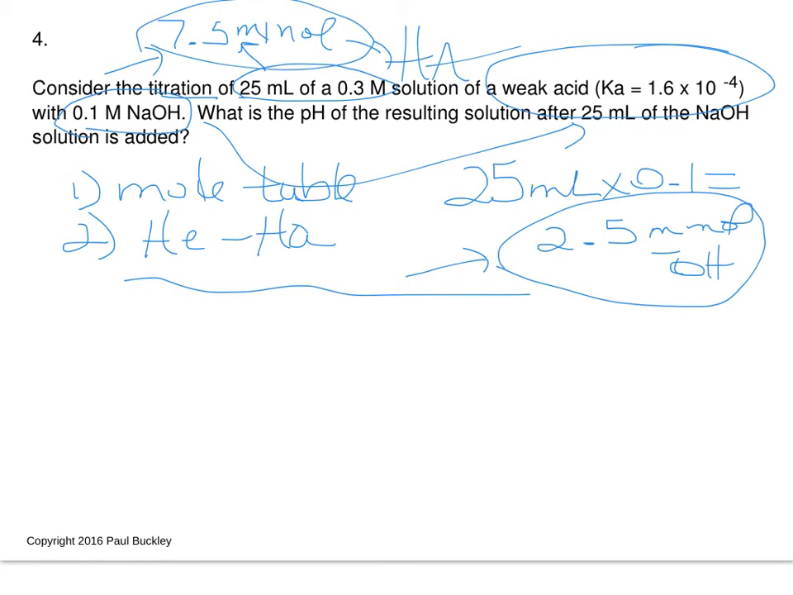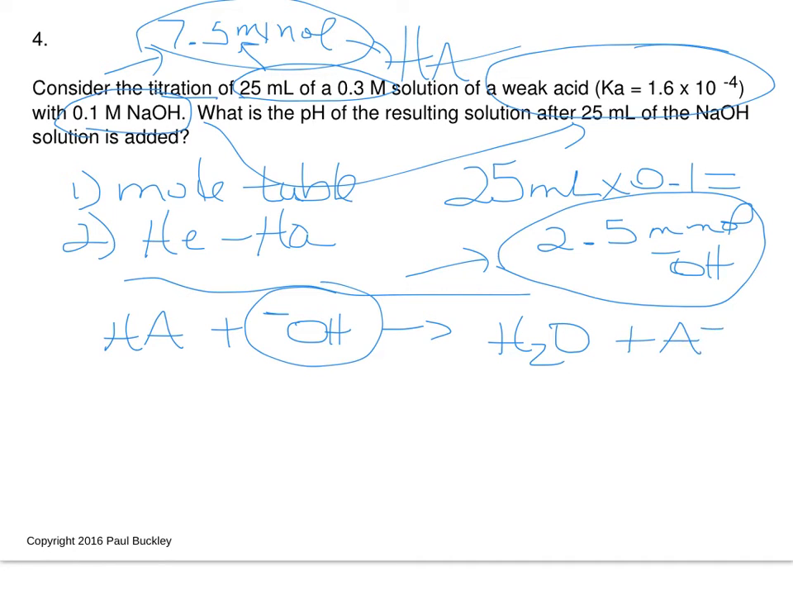And so here's the reaction. We have some weak acid. I'm just going to get rid of the sodium spectator ion. These acid-base titrations are not equilibria, by the way. As long as there's one strong component, it does go to completion. So we end up with water and then the conjugate base of the weak acid.